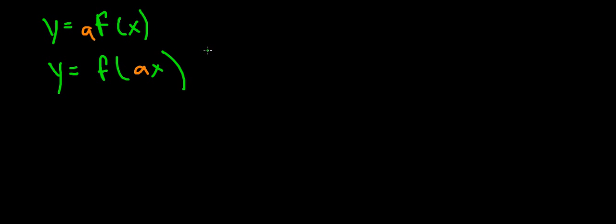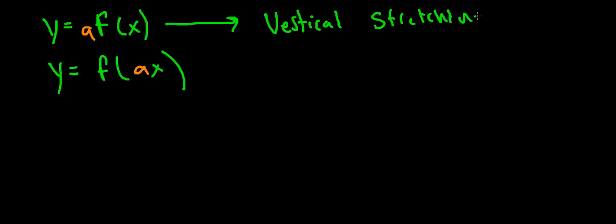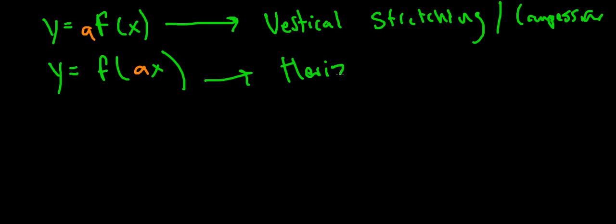And the differences will be more apparent when we do a table and make a graph. But let's just talk about this real quickly. Like I said, this is vertical stretching, compression, and this one is horizontal. So we'll talk about them one at a time. Let's talk about this vertical one first.